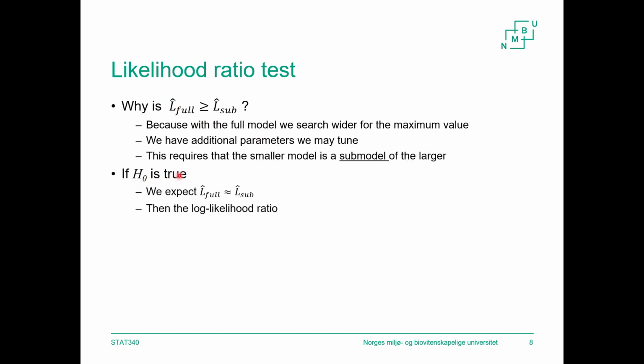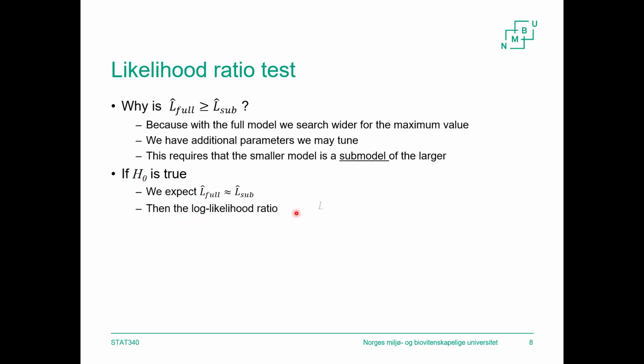And if the null hypothesis is actually true, then we expect these two to be approximately the same size, right? Because then the maximum likelihood you find by the submodel should be as good as the one you find with the full model, because having the extra parameter doesn't give you any extra likelihood, right? Because it should actually be zero, right? That's what the null hypothesis says.